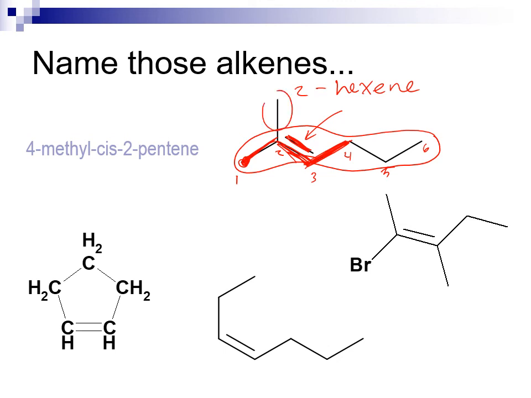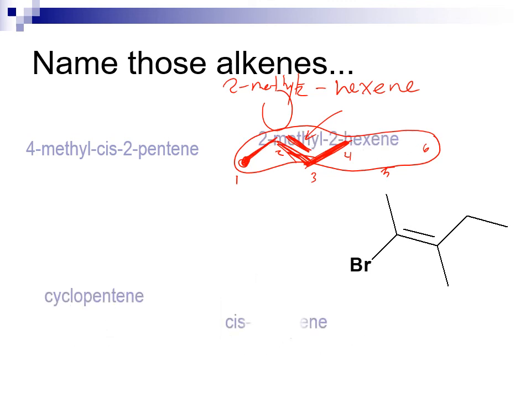There is a methyl on there, though, so we should say this is 2-methyl. Oh, that's messy. 2-methyl-2-hexene, no cis or trans. No, that's not easy to see. All right. Cyclopentene for that one. This one is cis-3-heptene.